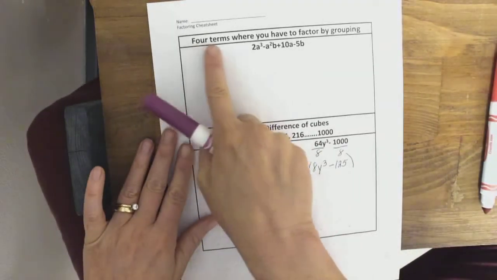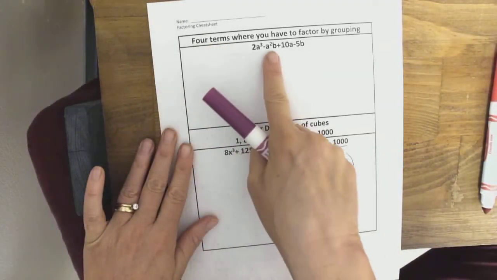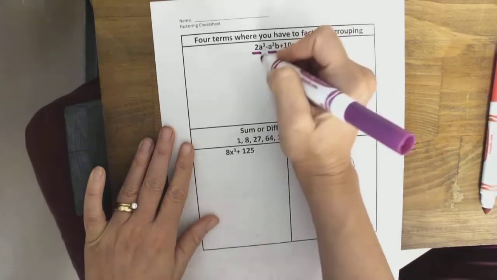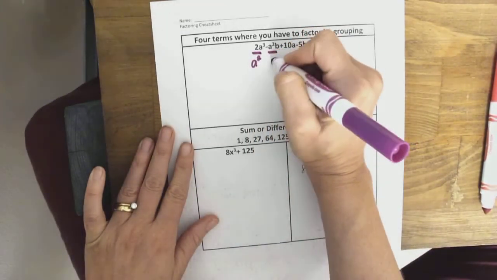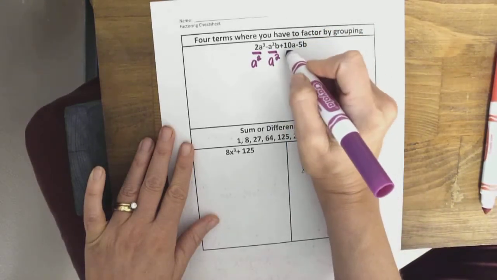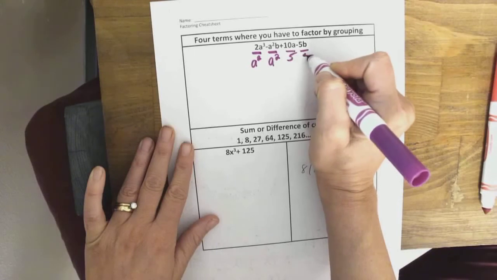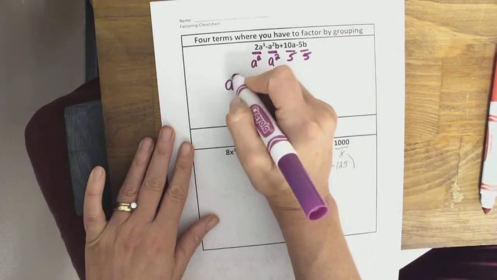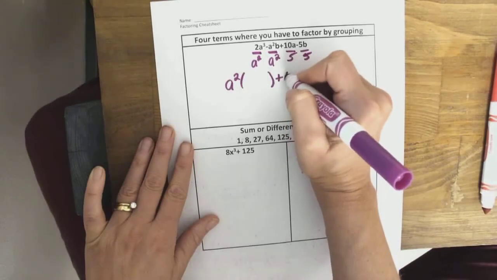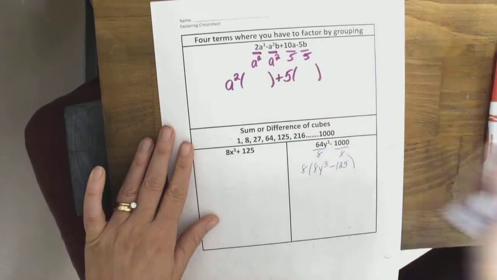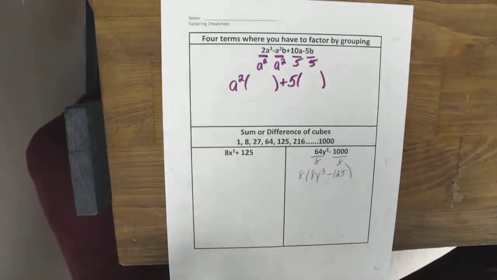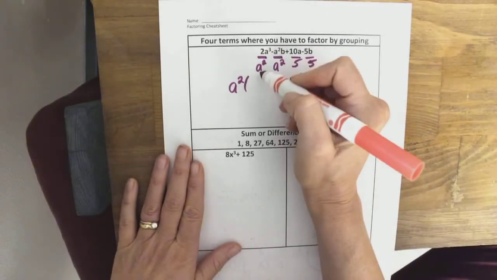Okay, and now let's go to the back side. The back side we have when there are 4 terms. When there are 4 terms, you want to take out something from the first two. Looks like I can take an a squared out of both of those. And what can I take out of both of these? It looks like I could divide a 5. So I'll put the a squared in front and I write what's left. And then I'll take a 5 out of both of those and I'll write what's left.